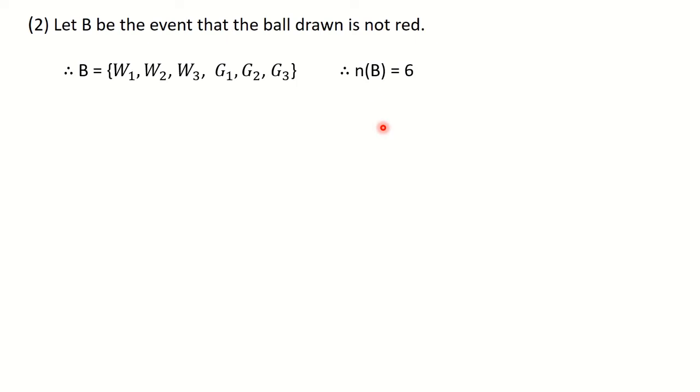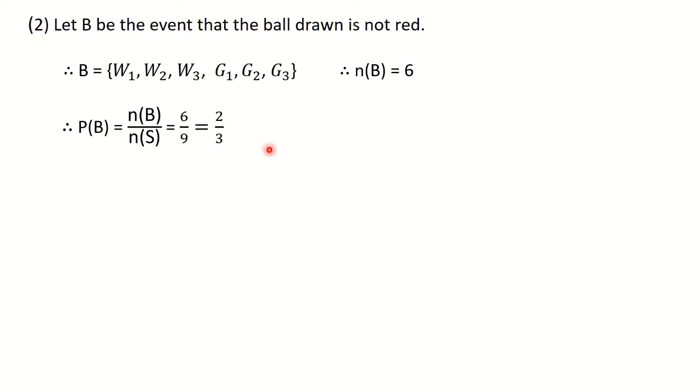Now we write the formula for P of B. P of B is equal to n of B upon n of S. So 6 upon 9. The answer here is 2 upon 3. The number of sample points in event B is 6 and in the sample space is 9. So 6 divided by 9, which we can reduce to 2 upon 3. So this is the probability for event B.